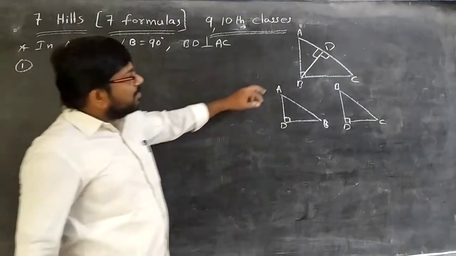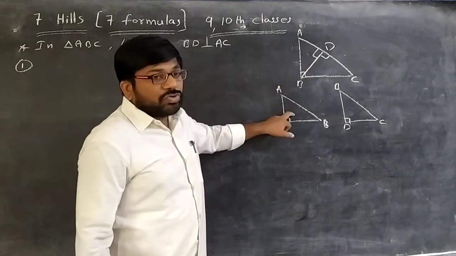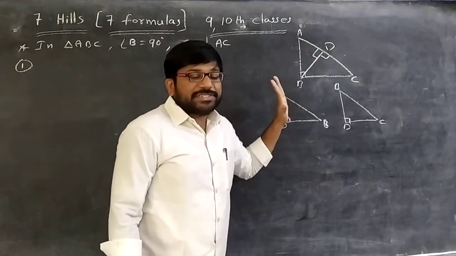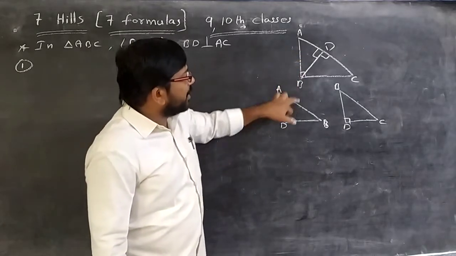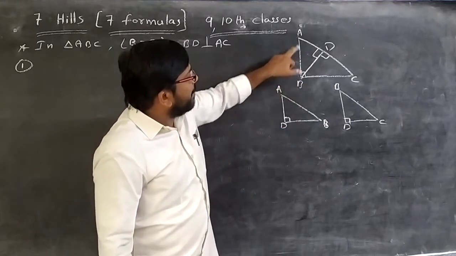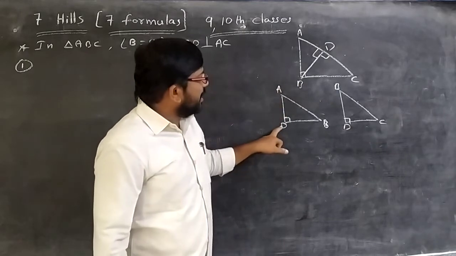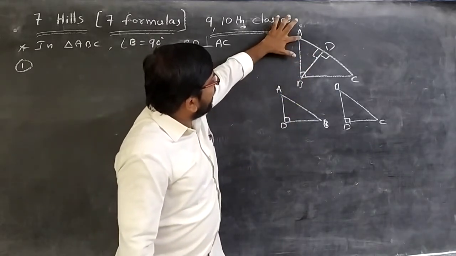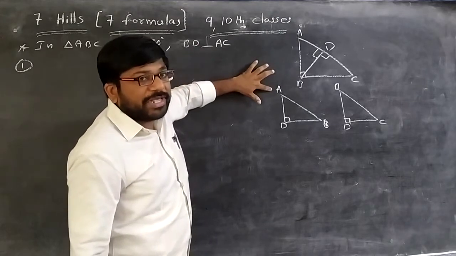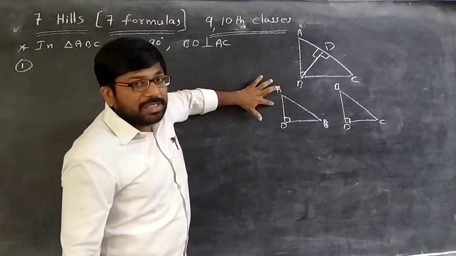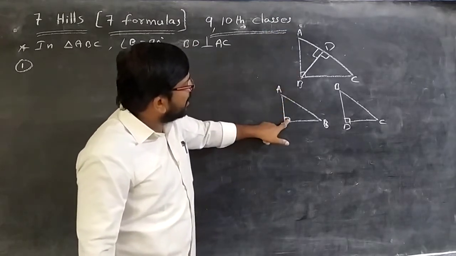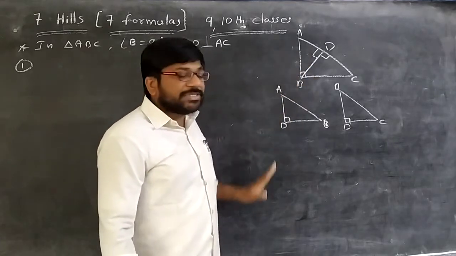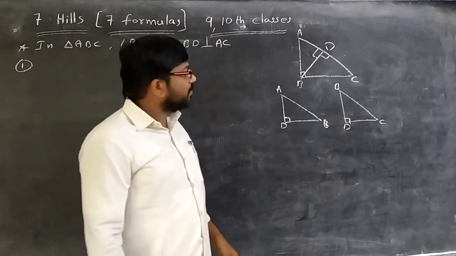First of all, compare these triangles. First take these 2 triangles, ABC and ADB. Observe carefully. In both triangles, angle A is common, a common vertex and a common angle. Angle B is 90, angle D is also 90. By AA similarity, the 2 triangles are similar.